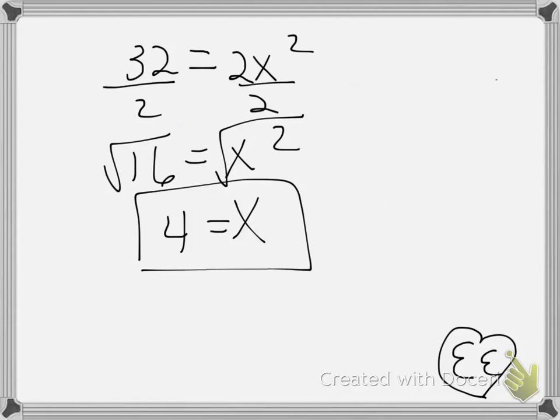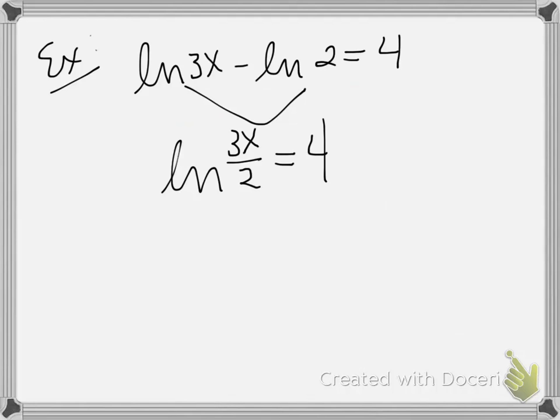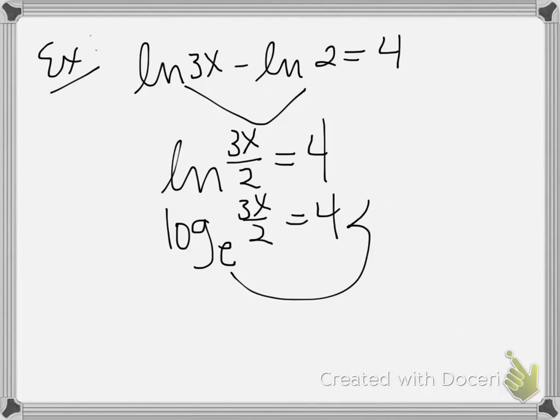All right, one more example. We're again going to condense. This time we're condensing natural log. This is subtraction, so the 3x will be divided by the 2. So I have ln of 3x over 2 equals 4. I'm going to rewrite it as log base e of 3x over 2 equals 4. e to the 4th power equals 3x over 2.